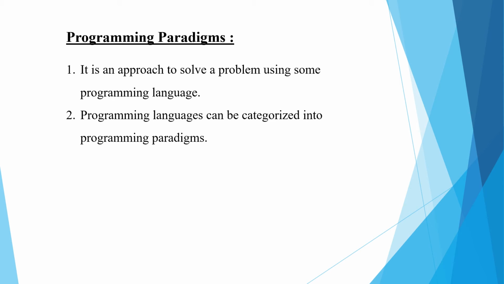Now look at the programming paradigms. A programming paradigm refers to the style of programming, meaning how the programmer builds the structure and elements of the program. A programming paradigm is an approach to solve a problem using some programming language, and programming languages can be categorized into programming paradigms. There are actually several programming paradigms present. What are they? We can see it in the next slide.